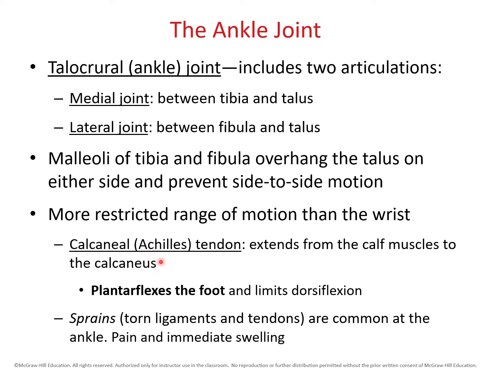And part of the reason for this is we have this very strong and very prominent tendon at the posterior aspect of the ankle joint. This is called the calcaneal tendon, also called the Achilles tendon. The calcaneal tendon is going to extend from the calf muscle, which we'll learn the name of later on. It's actually called the gastrocnemius.